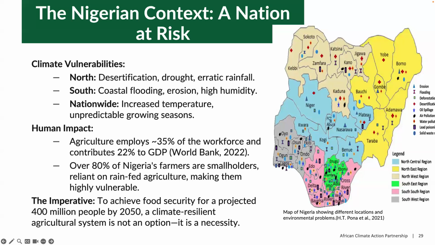In the country, about 35% of the workforce constitutes the farming community, and it constitutes about 22% of the GDP. So any problem as a result of the climate crisis is going to affect this large population, 35% of the workforce and 22% of the GDP. As you can see, over 80% of the population of Nigeria is into farming activity, so these climate crises are going to affect this whole population. Now, to achieve food security for a projected 400 million people by 2050, there is need to adopt these climate smart agricultural practices. So let's go to the next slide.